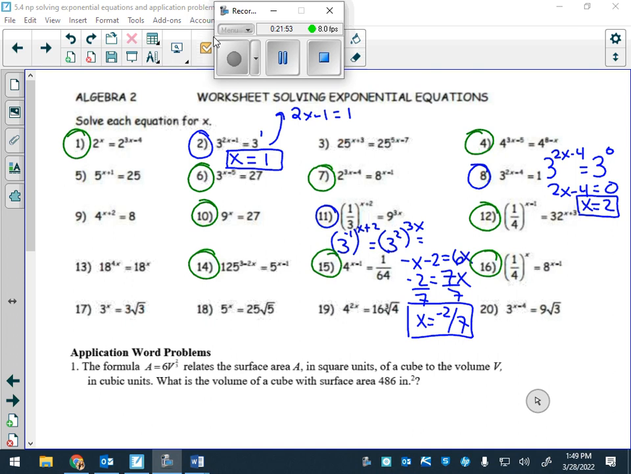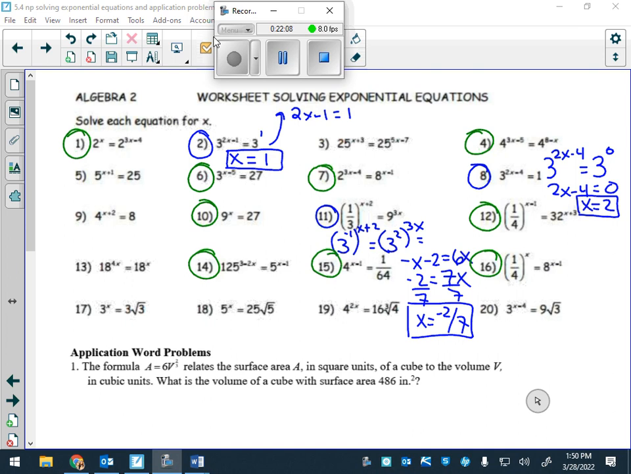Because 2 to what power will give me 1/4? We're rewriting it, so it's the same base. All right. Now that last row, 17 through 20. I'll only do a few of these.